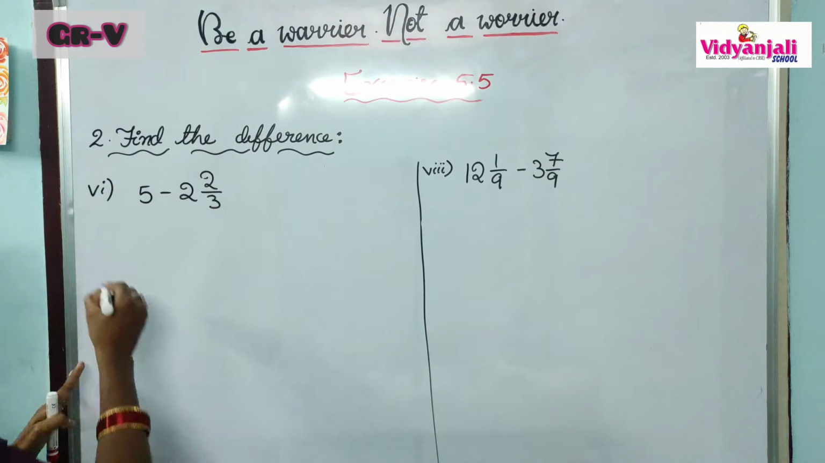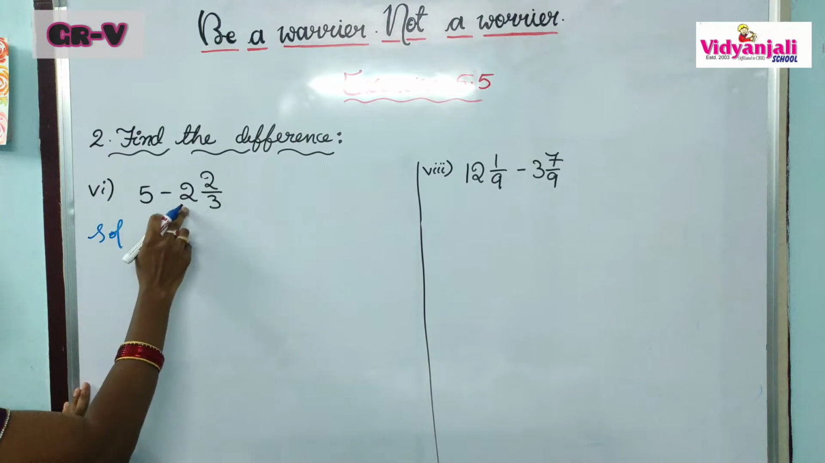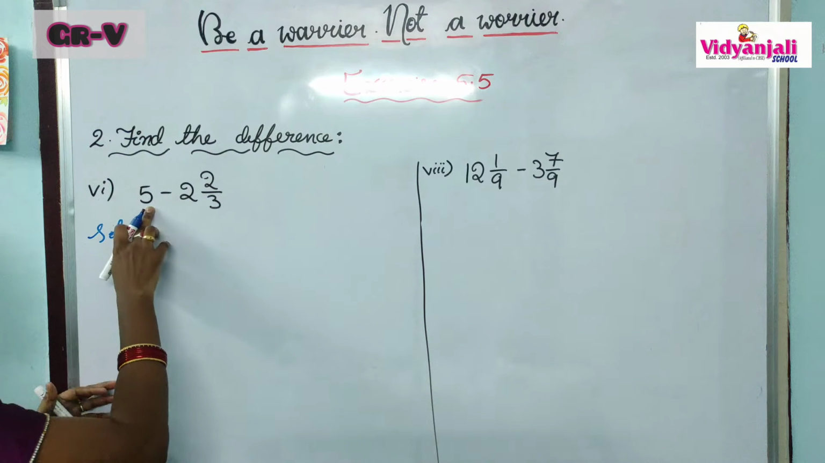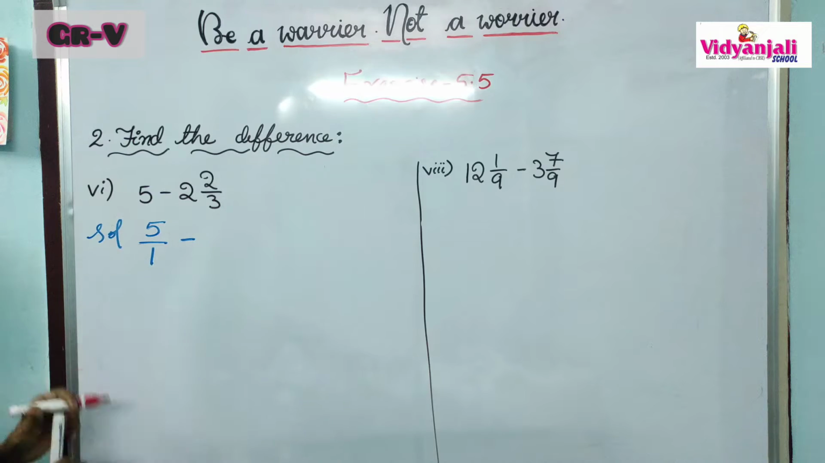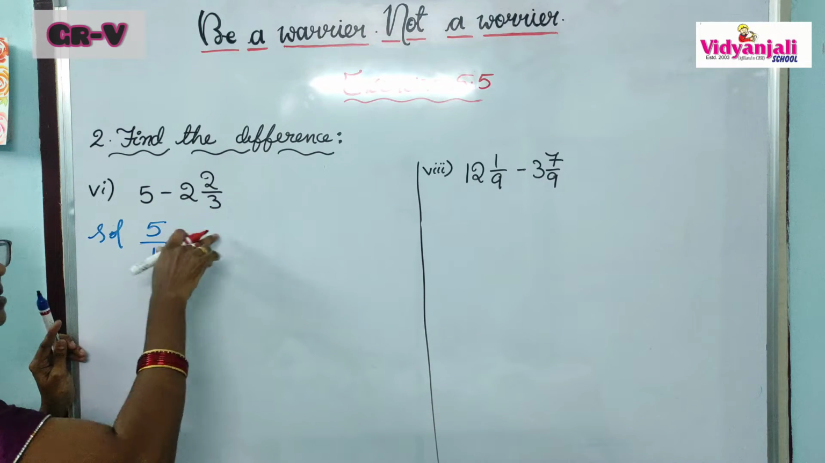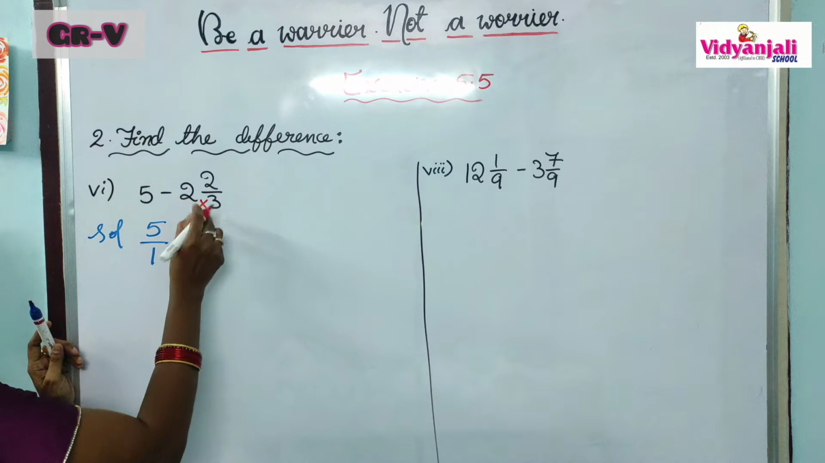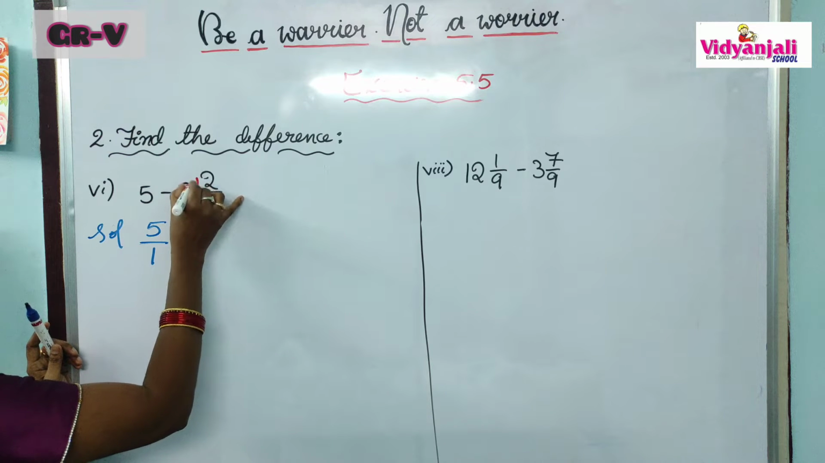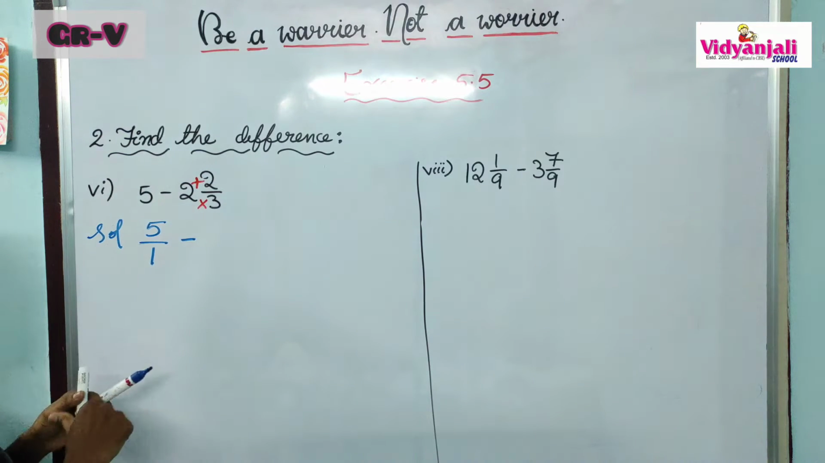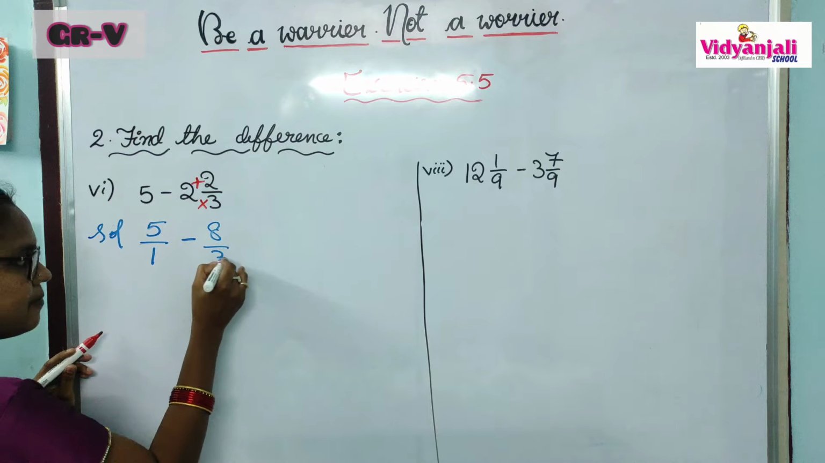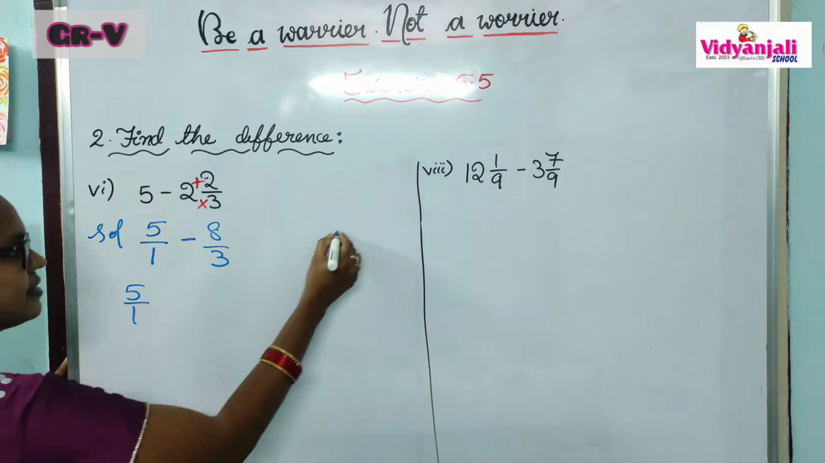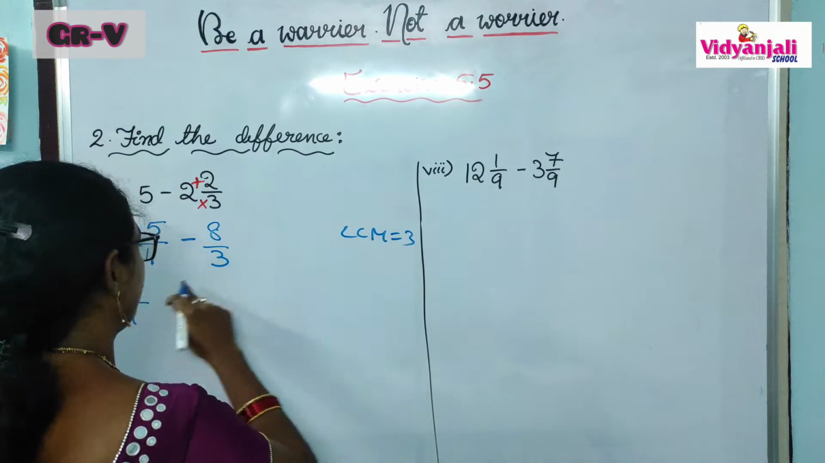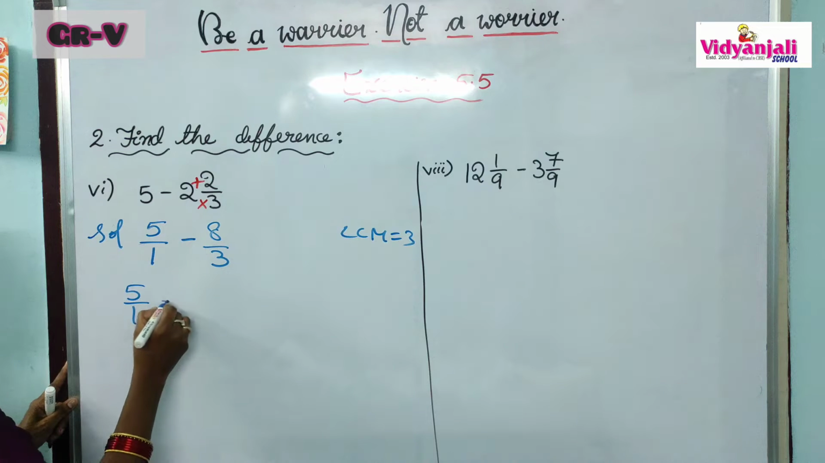Next problem. 5 minus 2, 2 by 3. See, convert this 5 as a fraction. 5 by 1. Good. Next, how can we convert this mixed number to an improper fraction? 3, 2s are 6. 6 plus 2, 8. So, the answer is 8 by 3. Now, tell me children, what is the LCM of 1 and 3? 3 only, right? Okay, very good. So, LCM is 3. LCM of 1 and 3 is 3 only.